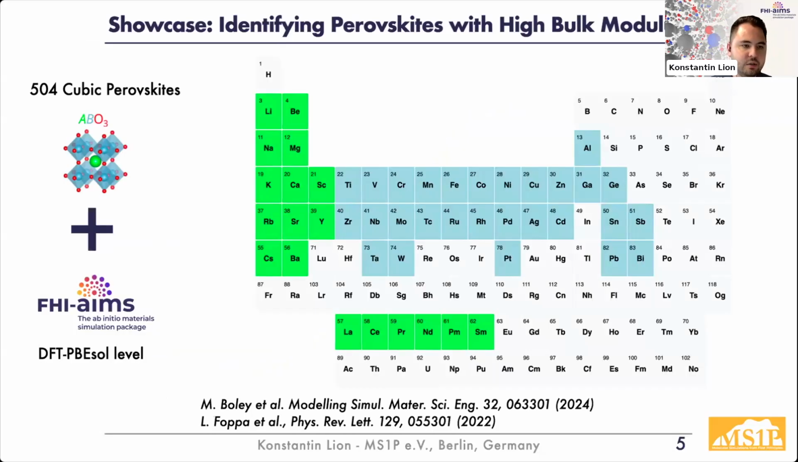On the left here, you see the cubic perovskite cell. So this is an ABO3 crystal structure where A and B can be different elements from the periodic table. And you can see here on the right the distribution across the periodic table of in total 504 cubic perovskites, where we have calculated the elastic modulus, the bulk modulus, for all of them with FHI-aims at the DFT PBE level. So this here is the GGA level for the bulk modulus. And what we want to find are perovskites in this data set with extremely high bulk modulus.